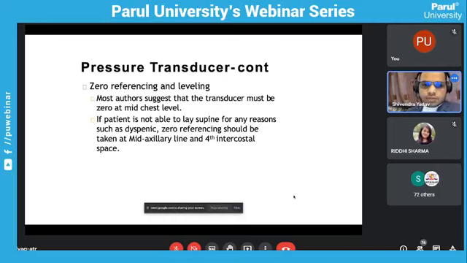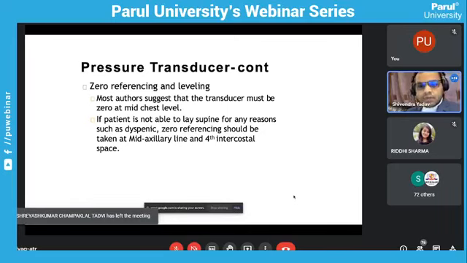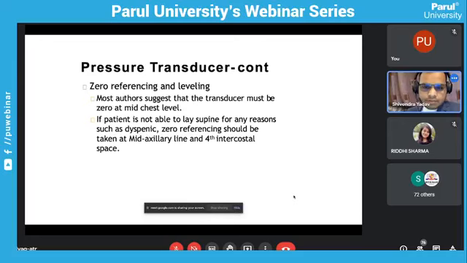So most of the authors suggest that the transducers must be zeroed at mid chest level. When we are in the cath lab, we should make sure that our transducer is properly placed according to the patient's position. If the patient is not able to lie supine for any reason, like patients with pericardial tamponade, who are very tachypneic and very dyspneic, we have to make sure our transducer is moved up to the mid axillary line until we reach their mid chest level.